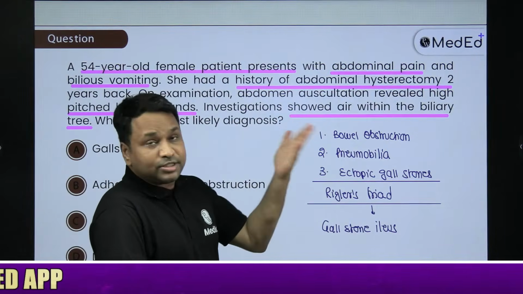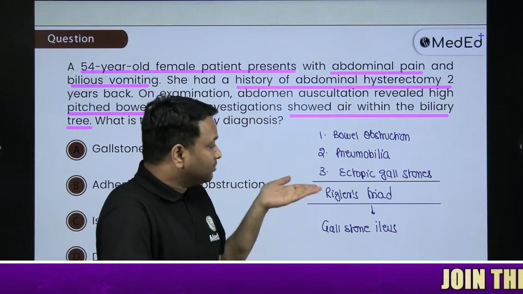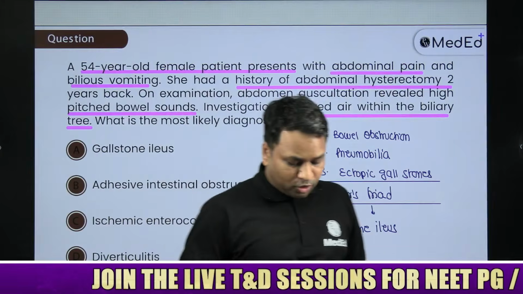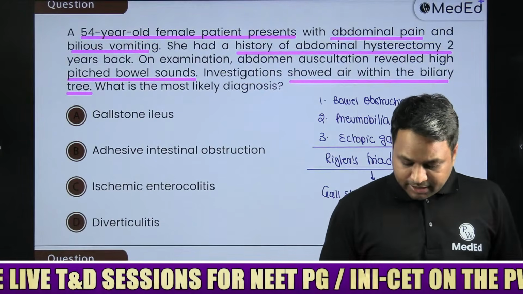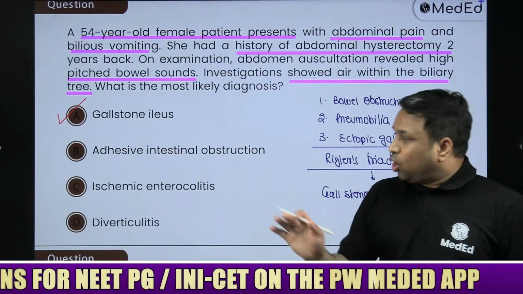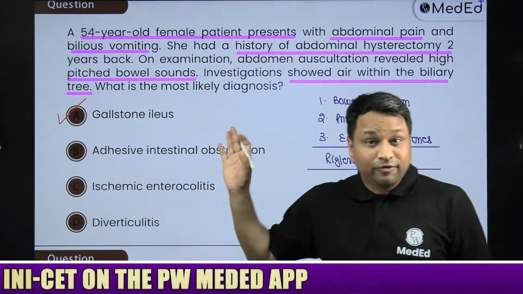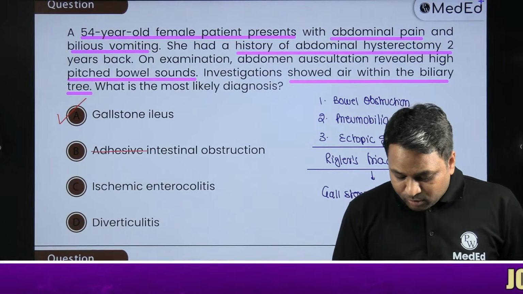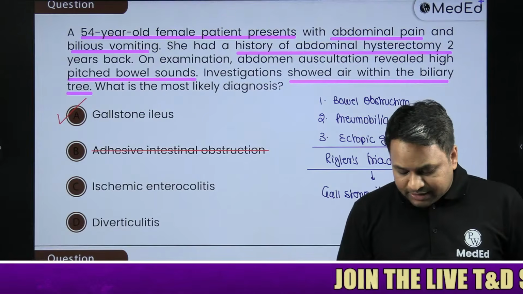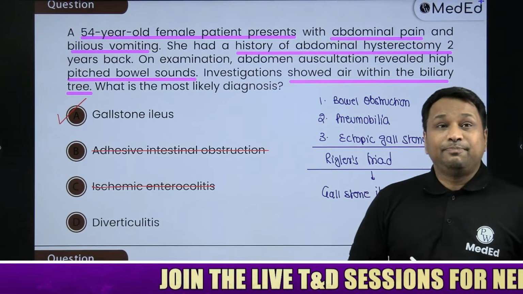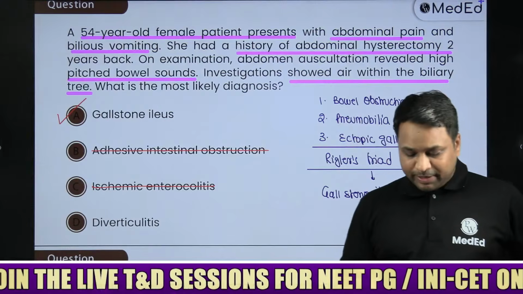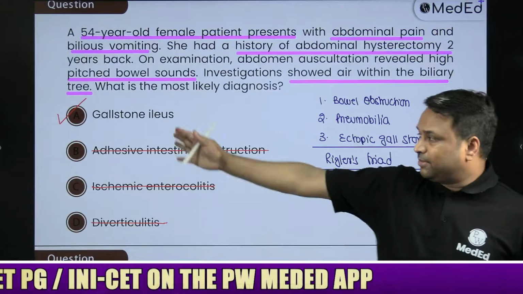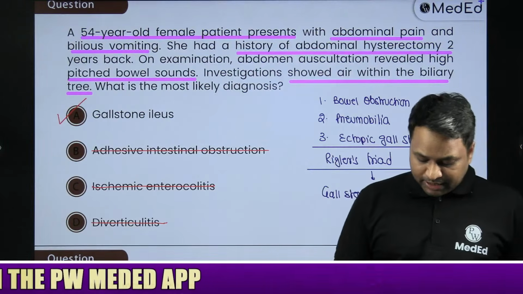So bowel obstruction, which is dynamic, pneumobilia, air in biliary system, and ectopic gallstones, all 3 of them indicate Rigler's triad, and Rigler's triad is a telltale sign for gallstone ileus. The answer here is going to be gallstone ileus. See, I could have gone with adhesions also because of the history of previous surgery, but here there will be no evidence of pneumobilia. For ischemic enterocolitis, there is severe abdominal pain, and that pain should be with minimal abdominal signs, pain out of proportion. For diverticulitis, there should be a history of diarrhea, which is not given, so all 3 of them are eliminated. The answer is going to be your gallstone ileus.